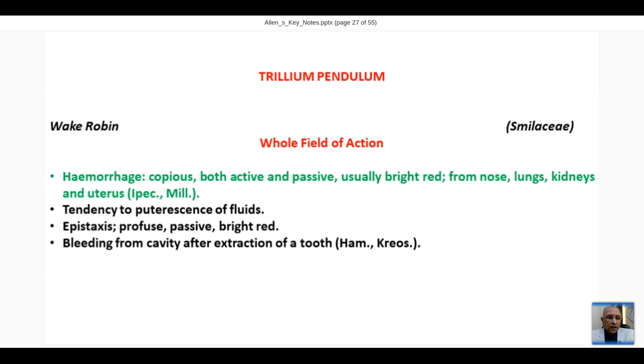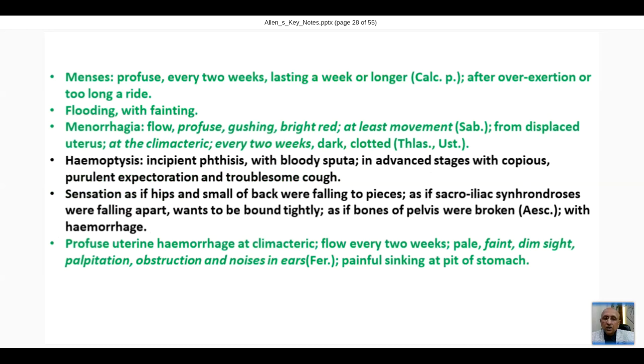See, this Trillium pendulum, first sentence of the remedy, what does it denote? Hemorrhage, copious, both active and passive, usually bright red, from nose, from lungs, from kidneys, from uterus. See, this is the most important thing, which if you have understood Trillium in this sentence, you get immediately. Then the second important thing regarding this remedy, we're not going to read every symptom of this. We're going to see what is there in our case. Menses, they are profuse, every 2 weeks, lasting a week or longer, like Calcarea, after overexertion or a too long ride. See, this is what is there in our patient.